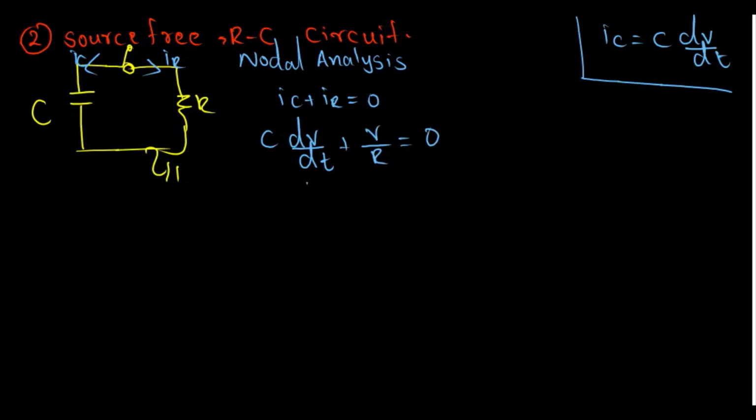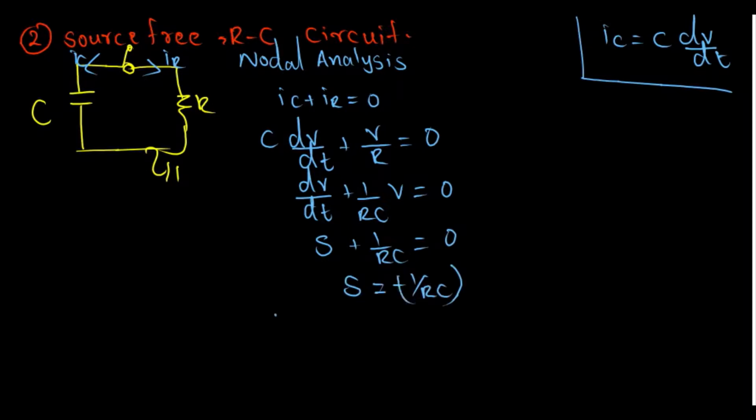0. So when we change this to a characteristic equation, dV over dt plus 1 over RC into V is equal to 0. For this type of equation, S is equal to minus 1 by RC. When we have this type of characteristic equation, the answer is of the form V(t) is equal to A plus B into e to the power st. So we need to find A and B.